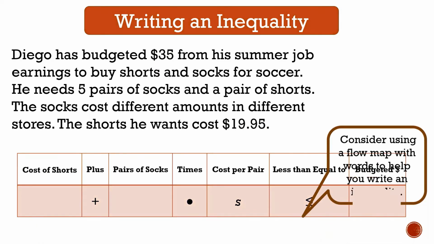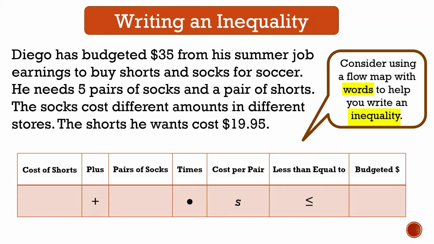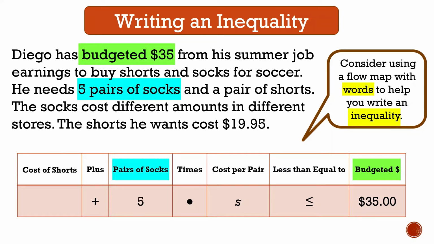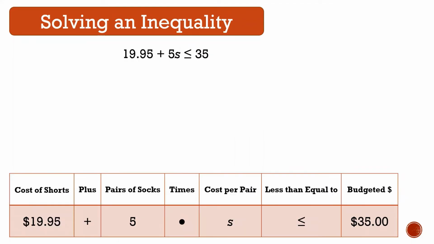Writing an inequality. Consider using a flow map with words to help you write an inequality. First, Diego budgeted $35, so we know that the most he can spend is $35. He cannot spend over it, he can spend less than it, and he can spend $35. We know he needs 5 pairs of socks. The shorts cost $19.95, and S is the cost per pair of socks. Here's our inequality: $19.95 plus 5S is less than or equal to 35.